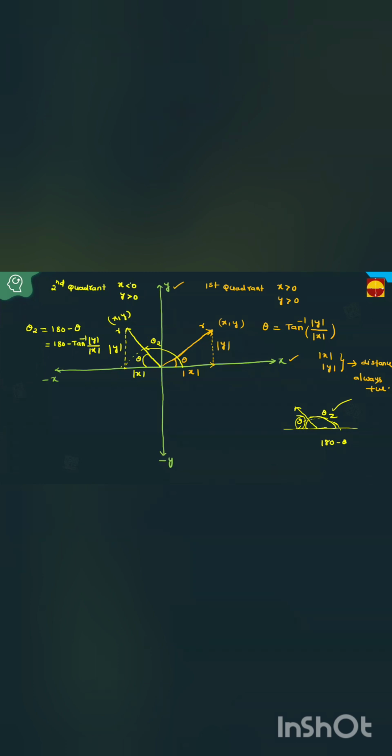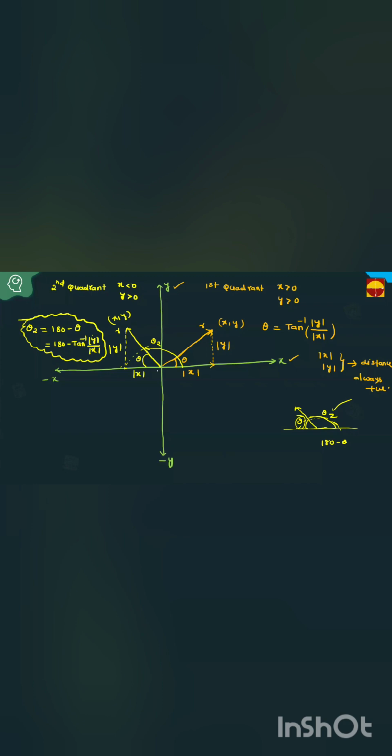Why? Because x less than 0, y greater than 0. These are distances. I have already taken the negative into account in the 180 minus. Then you substitute positive values: modulus y, modulus x is always positive. This is the theta 2 calculation. Theta 2 equal to 180 minus theta.